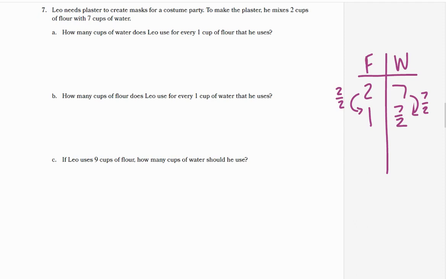It needs to be reduced, but it does not need to be changed to a mixed number. Because where I'm finding these unit rates, 1 to a fraction, I want to have something that is in fraction form that I can use later if I need to multiply or if I need to divide. So my answer is 7/2 cups of water.